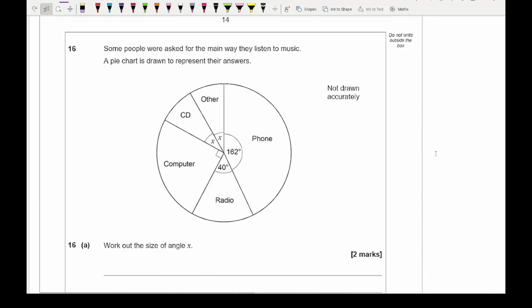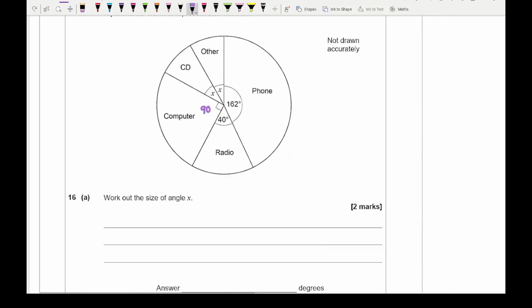Moving on to question 16, it says some people were asked for the main way they listen to music. The pie chart is drawn to represent their answers, and part A is asking us to work out the size of angle x. So if we write this as an equation, we know that all of the angles need to add up to 360 because they're angles in a circle. So what I've got is x plus 162 plus 40 plus 90 equals 360.